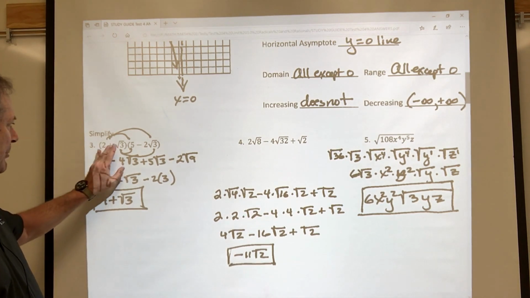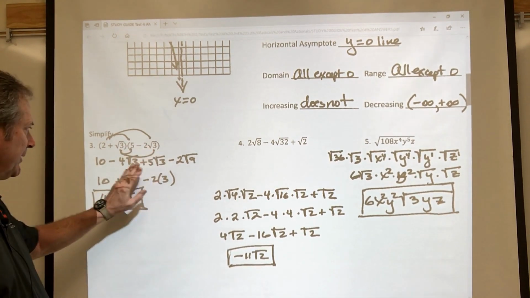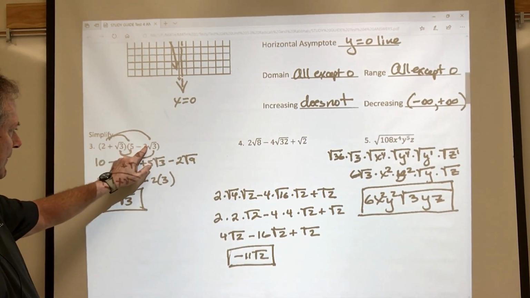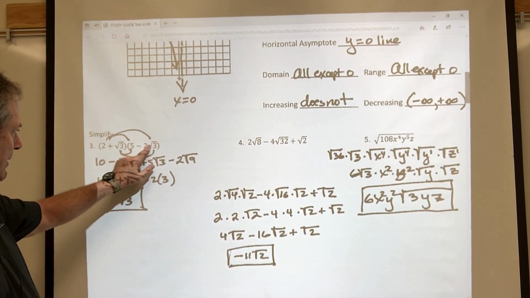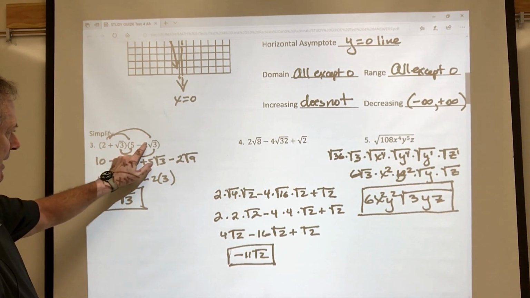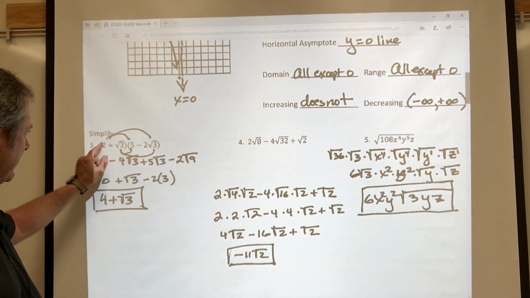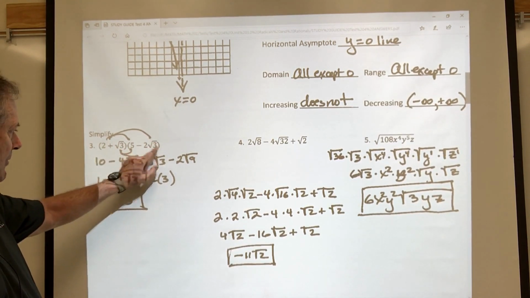All right, let's go down to number 3. Here we have a binomial times a binomial. Same old stuff. We go 2 times 5 is 10. 2 times -2 onto the square root of 3. You multiply that 2 by that -2, but not by the square root of 3. You cannot multiply an outside number by a radicand.